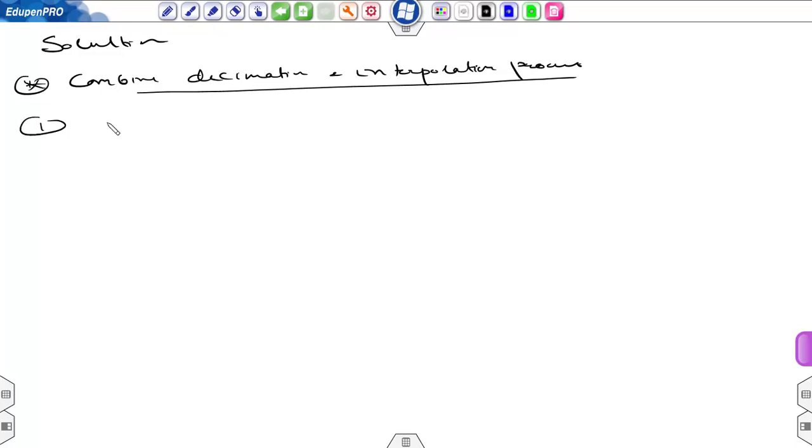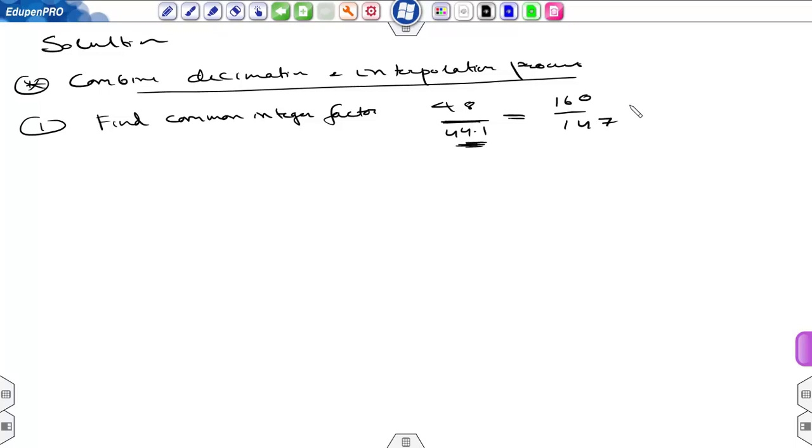What are the steps? Step one is to find a common integer factor. I have 48 and 44.1, and this is not a pure integer. If this were a pure integer then there would be no problem. So I can convert it, let's say, as 160 by 147, that is also 1.0884.